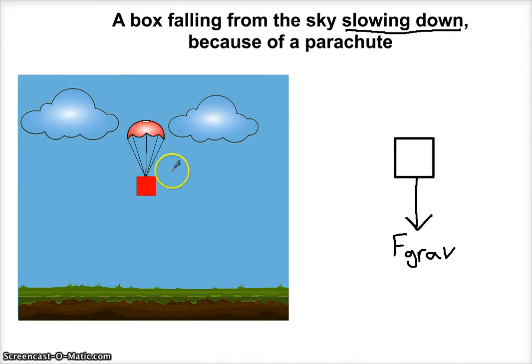Now in this case, we do have air resistance. And it's going to be longer than our gravity arrow, because remember, our arrows are vectors and they show both direction and magnitude. And for it to slow down, our air resistance has to be bigger than our gravity. So we have two forces on this one, air resistance going up and gravity going down. And because it's slowing down as it falls, our air is going to be bigger than our gravity.